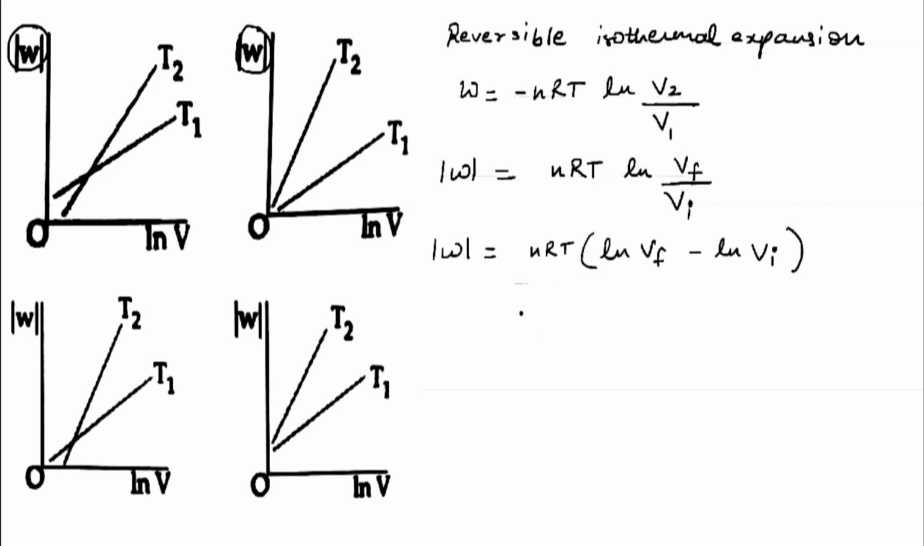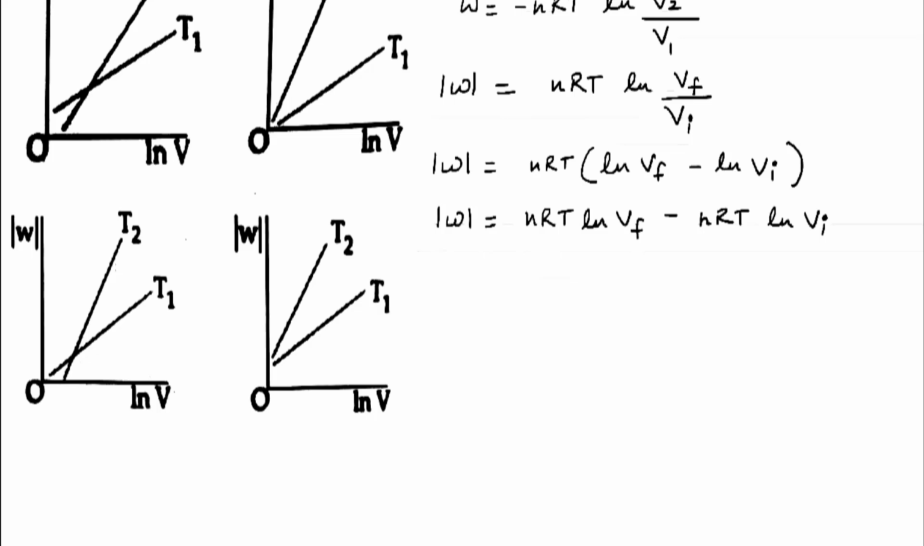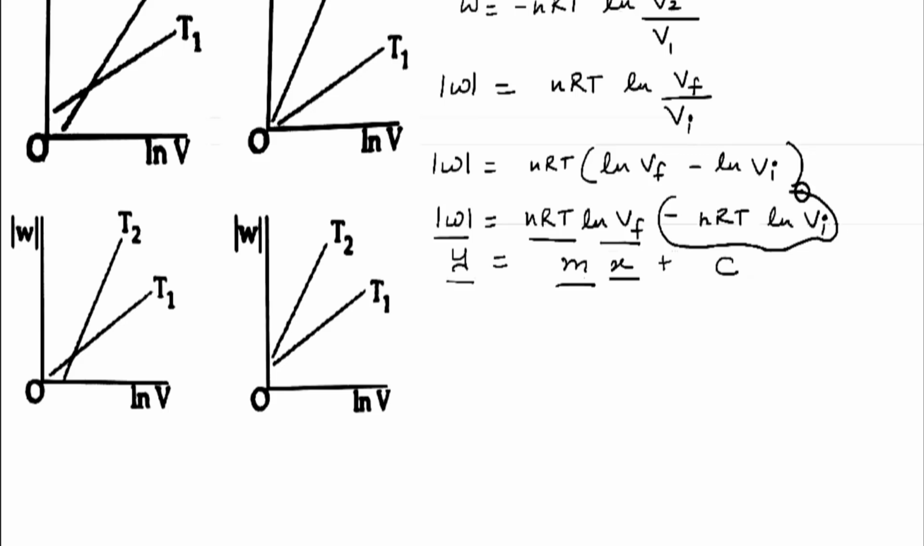Please understand that. Now, as we expand this, we are going to have nRT ln Vf minus nRT ln initial volume Vi. So if we compare it with the straight line equation, on the y-axis we have W, and on the x-axis we have final volume. The slope is nRT, and the y-intercept is a negative value, negative of nRT ln Vi. Obviously nRT cannot be negative.